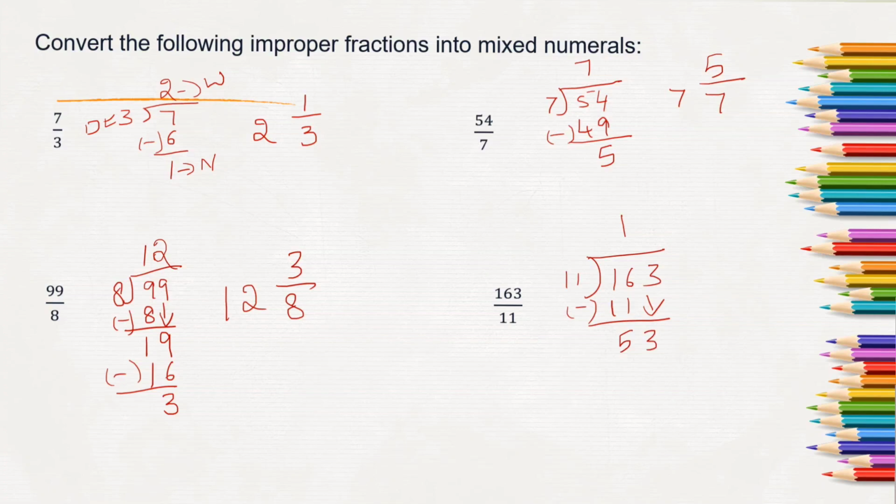So 11 4 times is 44, 11 5 times will be 55 which will be more than 53. So we'll stop at 4 times, that is 44. Now 53 minus 44 will be 9. So here 14, 9 by 11 is the mixed number of 163 by 11.